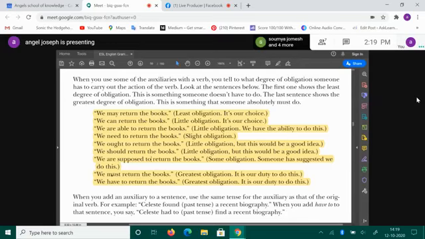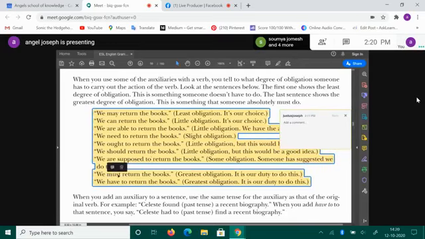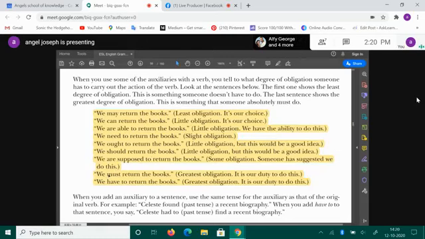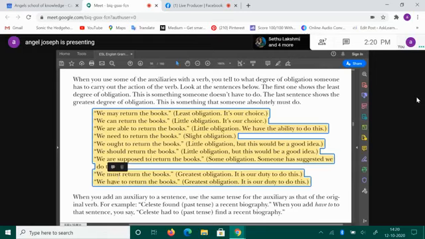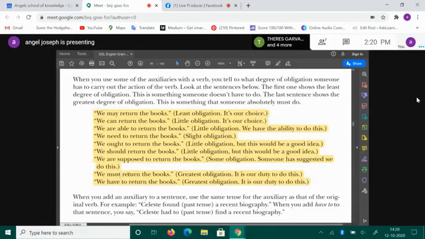The next one, we must return the book. Take it more like a duty that you have. We must protect our motherland. That's a duty that you have towards your motherland. Nobody will say you ought to protect your motherland. No, people will rather say you must protect your motherland or your country. You must protect your children. So the level of obligation is very high when you use the word must.